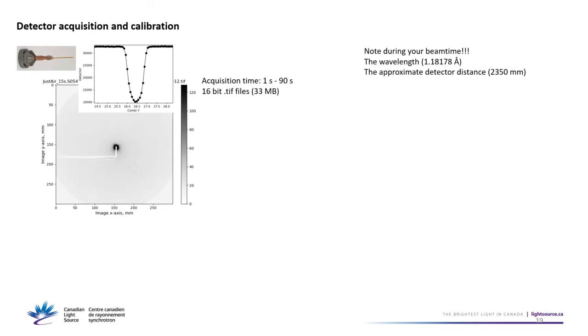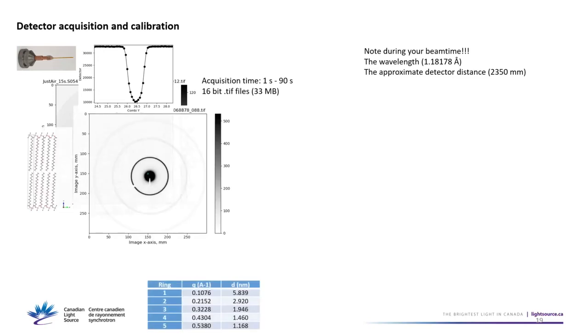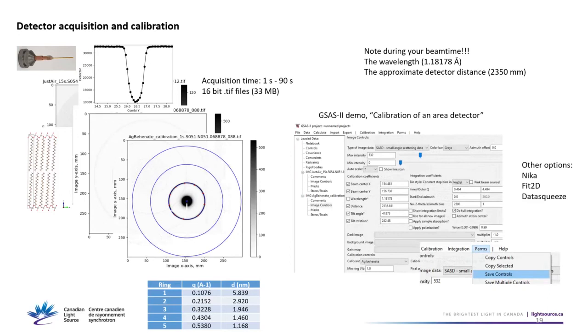Also, when you come to do measurements, because I know you're going to come and want to do SAXS now, you want to note down the wavelength and the detector distance. That becomes important for when we calibrate the detector. I think there's probably an in-person demonstration of how you calibrate a detector with GSAS. It's the same procedure for SAXS.